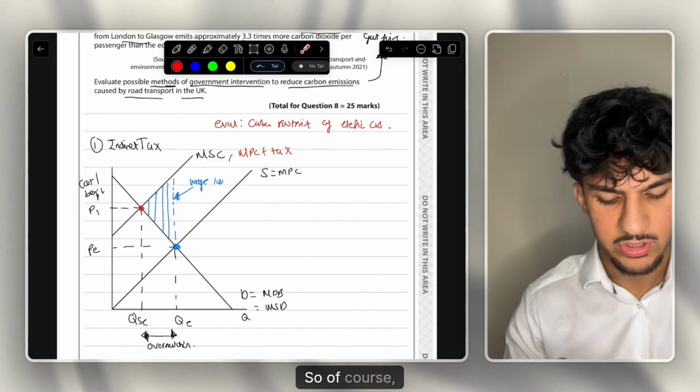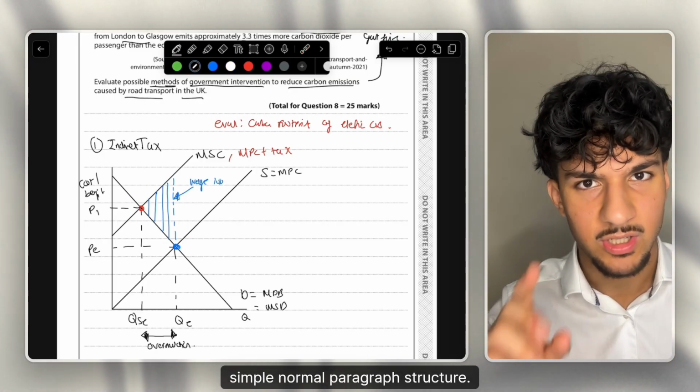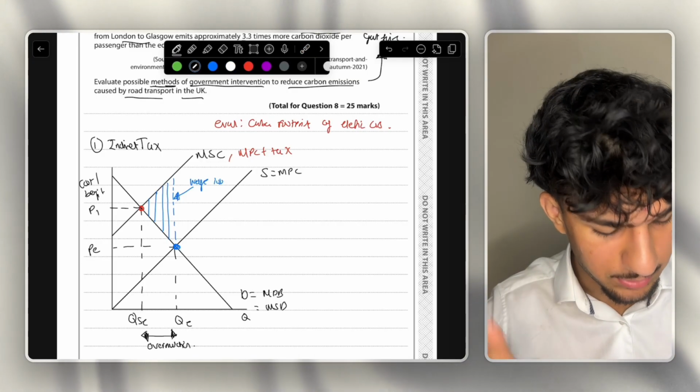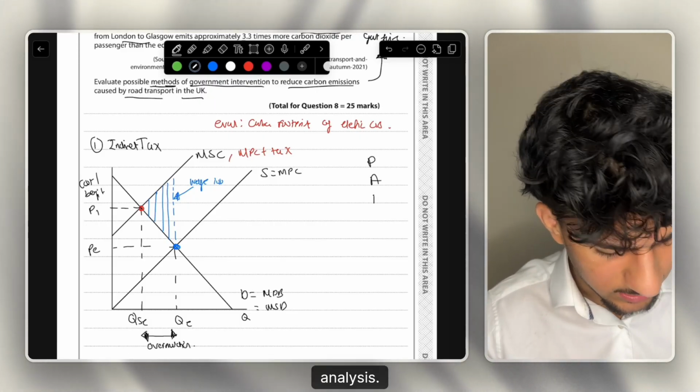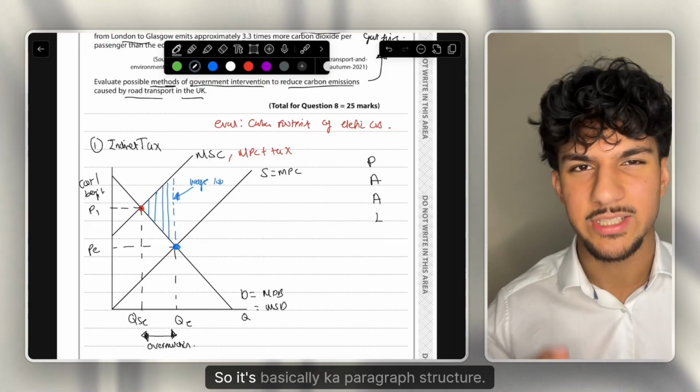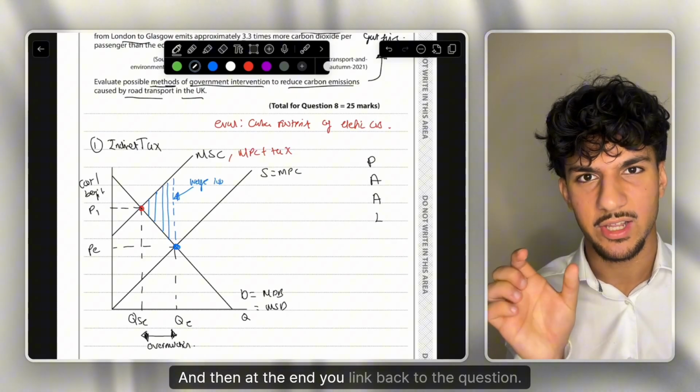Okay, so how would I actually now use this diagram in my chain of analysis? So let's go about it. So of course, simple normal paragraph structure, A-star paragraph structure video, very good one. Go and watch it if you haven't. But what is the paragraph structure? It's point, application, analysis, link back to question. So it's basically KA paragraph structure, and then at the end you link back to the question.